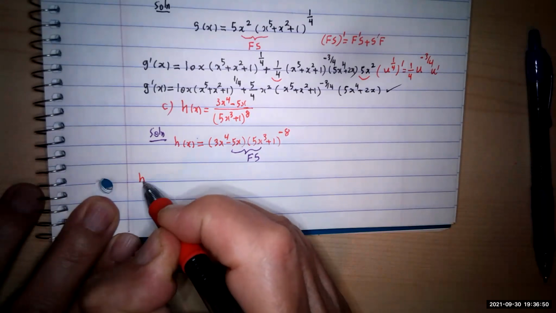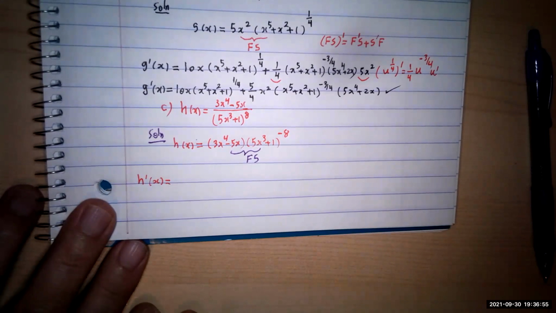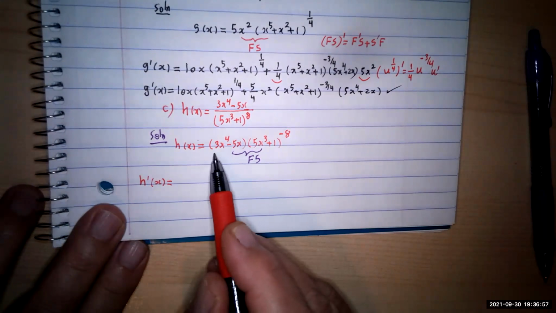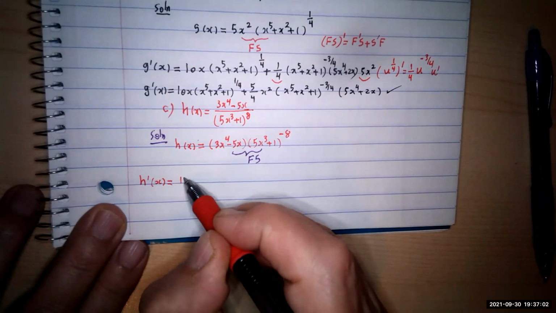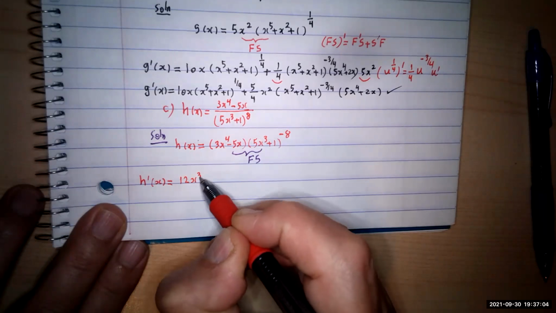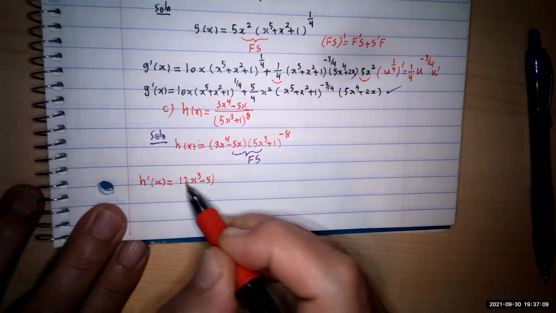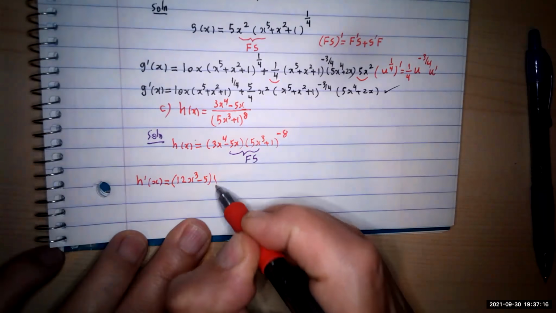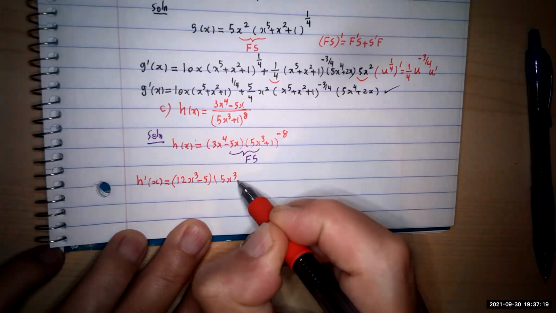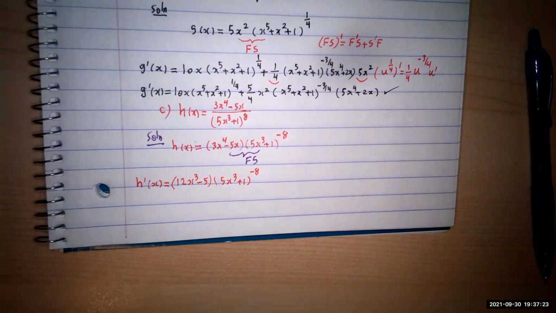It's going to be h prime of x equal to the derivative of the first one. Easy. Go inside, differentiate with the power rule: 4 times 3 would be 12, that gives you 12x cubed, minus 1 times 5, which would be 5. So that would be the derivative of the first one. Any question? Times it by the second one, 5x cubed plus 1 to the negative 8. That's the derivative of the first times the second.